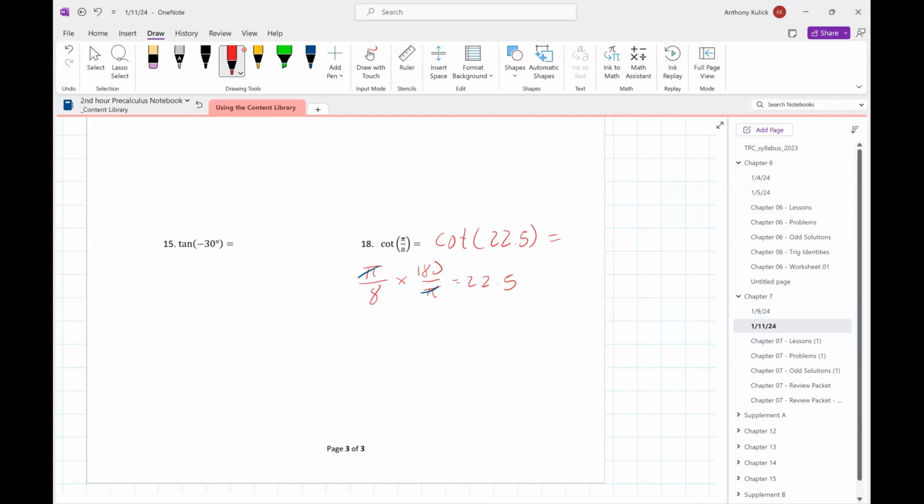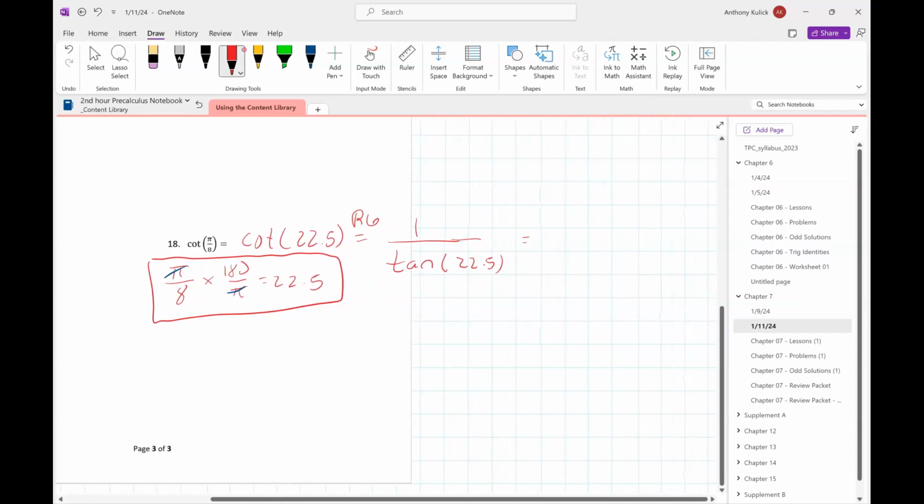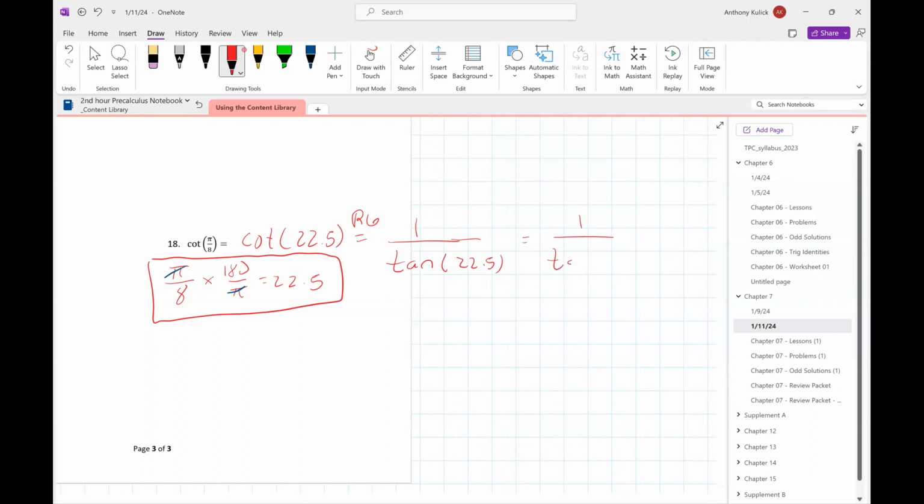I remember from last chapter that R6 says cotangent is the reciprocal of tangent. So now I'm going to try to write this as a half angle. Well, I recognize that 22.5 is half of 45. So there we're in our half angle form. And we're written as a tangent, so I can use one of the tangent formulas. I'm just going to have to make a reciprocal of it.